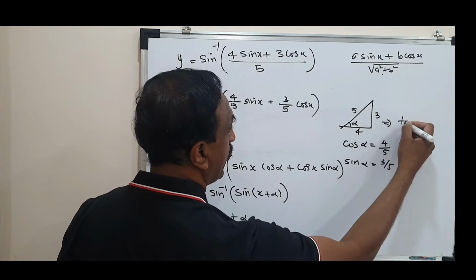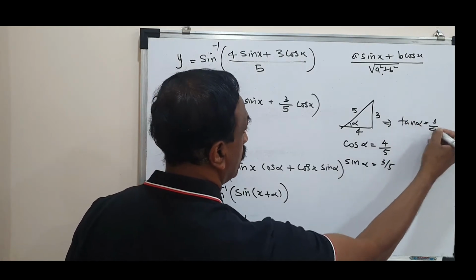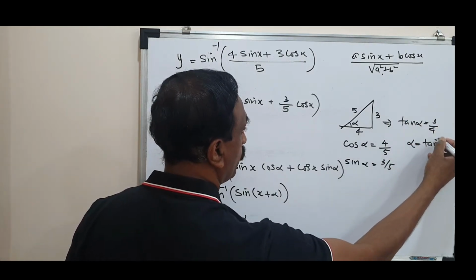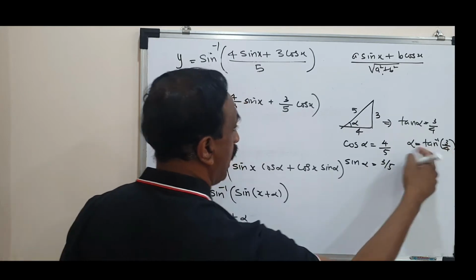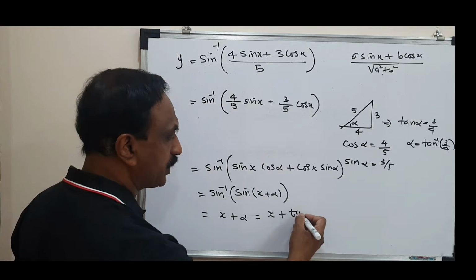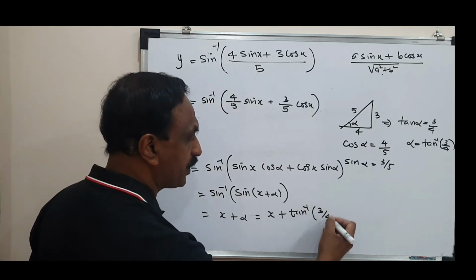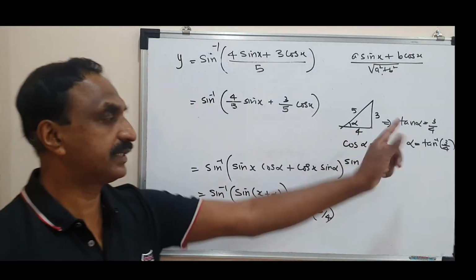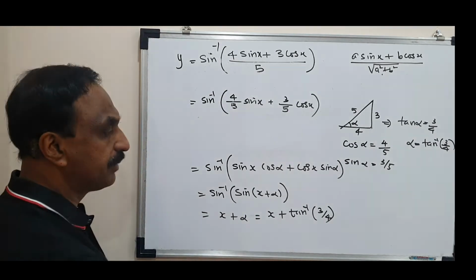You can write here tan alpha is 3 by 4. Alpha is tan inverse 3 by 4. What I want to show you is alpha is a constant. So alpha is a constant. So x plus tan inverse of 3 by 4. Now you'll ask me why tan inverse? Usually we express angle in tan inverse. That's the reason. Anyhow, that doesn't matter to us.